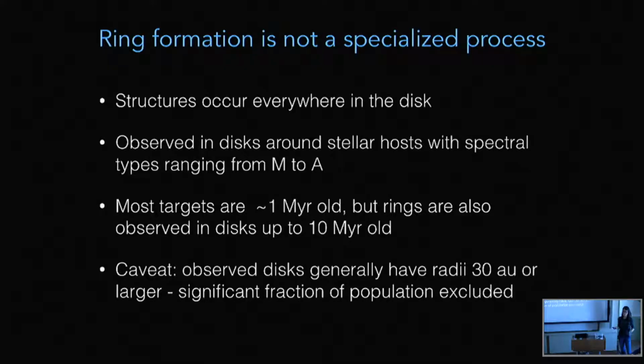Most of our targets are about 1 million years old, which tells us that ring formation can occur very quickly. But we also see these ring structures in disks up to 10 million years old, which would suggest either that the disk structures are very long-lived or that they can form very late in the disk lifetime. One important caveat is that ALMA has disproportionately targeted disks on the larger end of the population. So in order to properly understand the entire disk population, we will eventually need to observe the smaller end of the disk population.